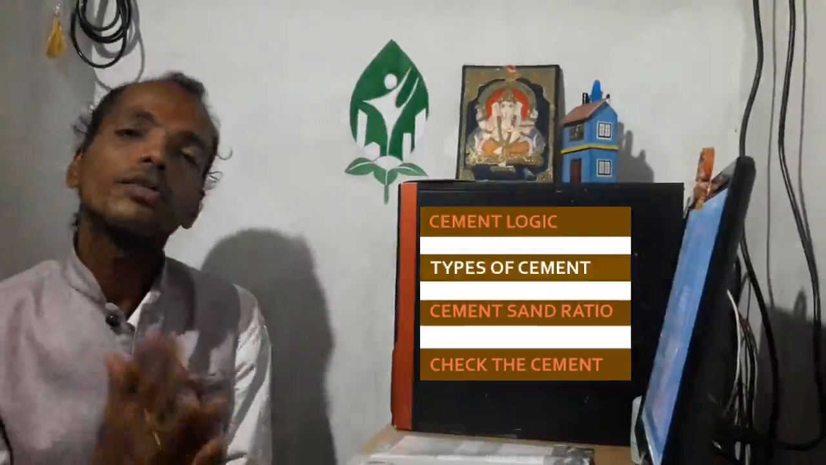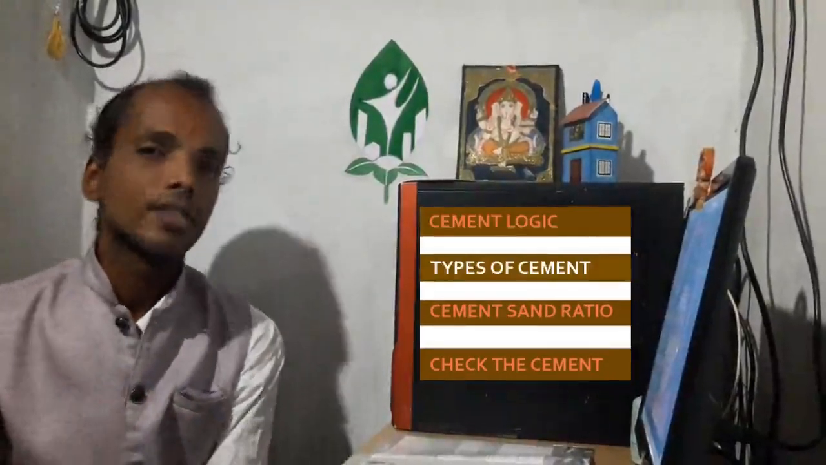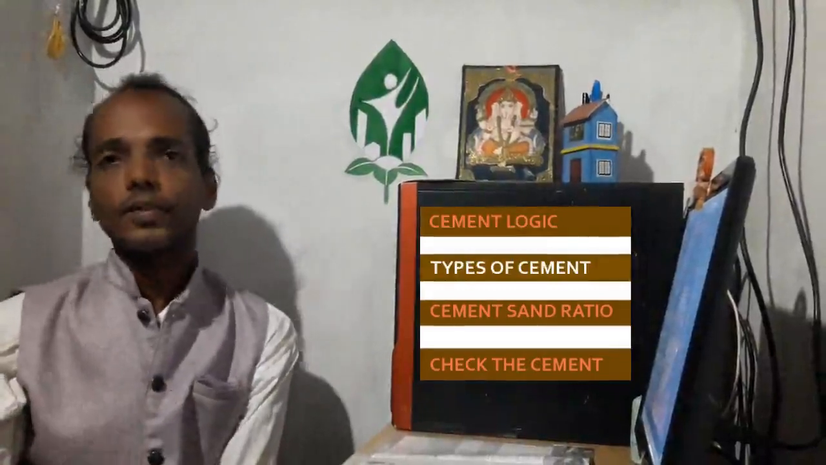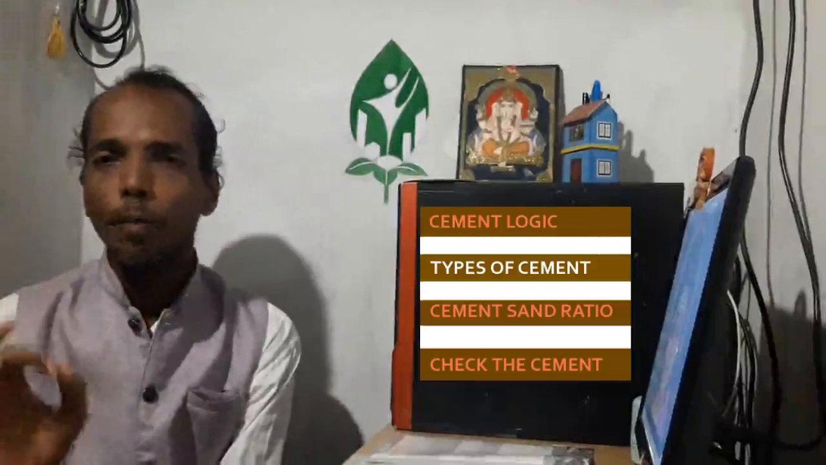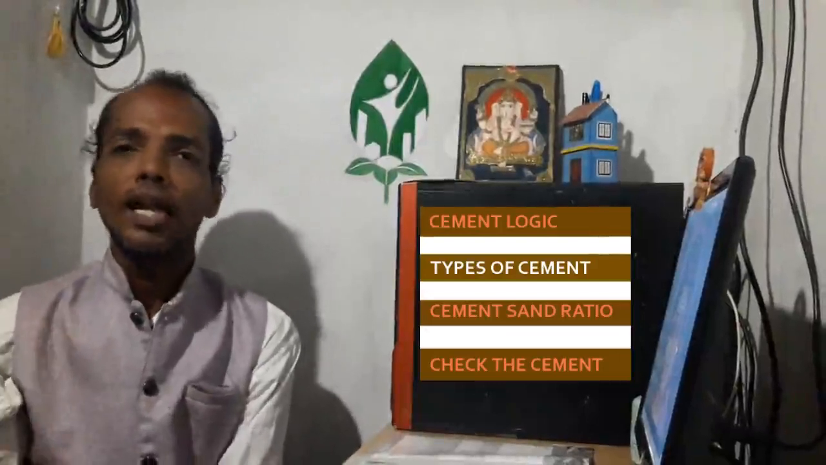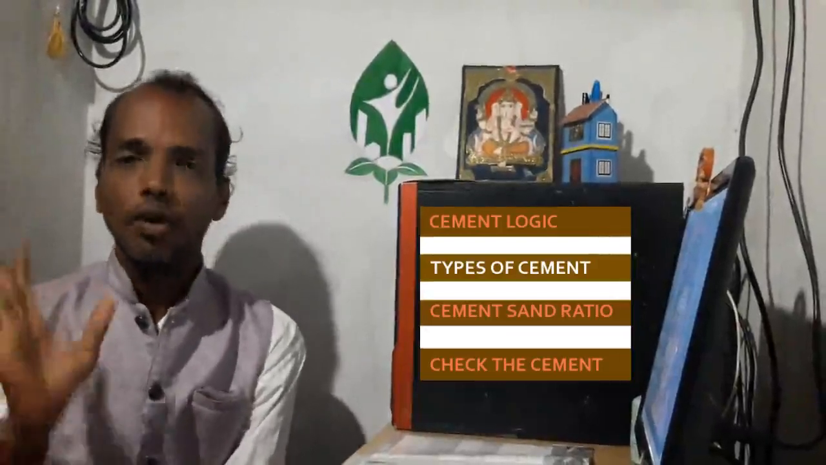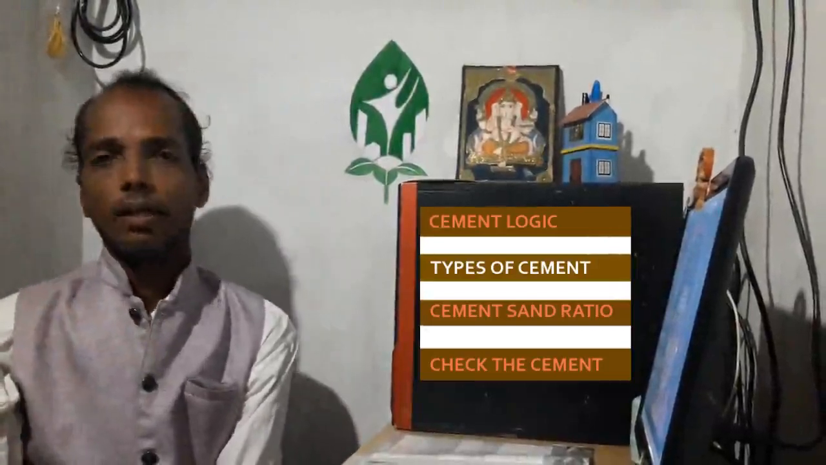Now we'll see what the various types of cement available in the market are. First, the common cement is ordinary Portland cement, OPC. What is meant by Portland? Where does the name Portland come from? We'll see it in a very simple way.